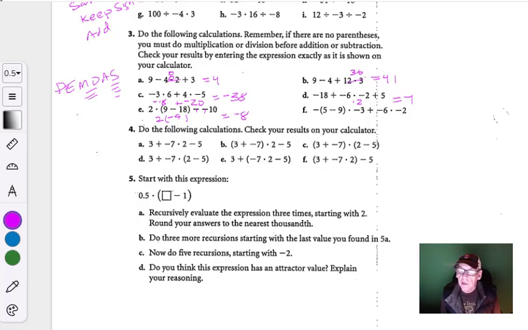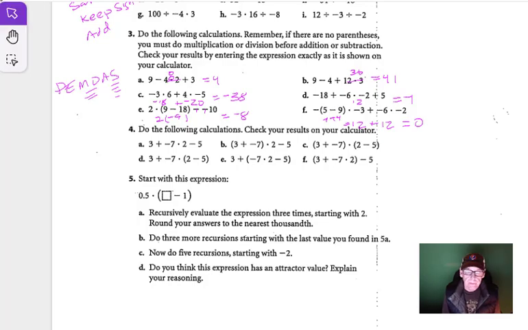Over here, this last one, parentheses first. 5 take away 9 is a negative 4. But we got the opposite of a negative 4. That's going to be a plus 4. 4 times negative 3 is negative 12. And we're adding a negative 6 times a negative 2, which is a positive 12. That gives us a 0.